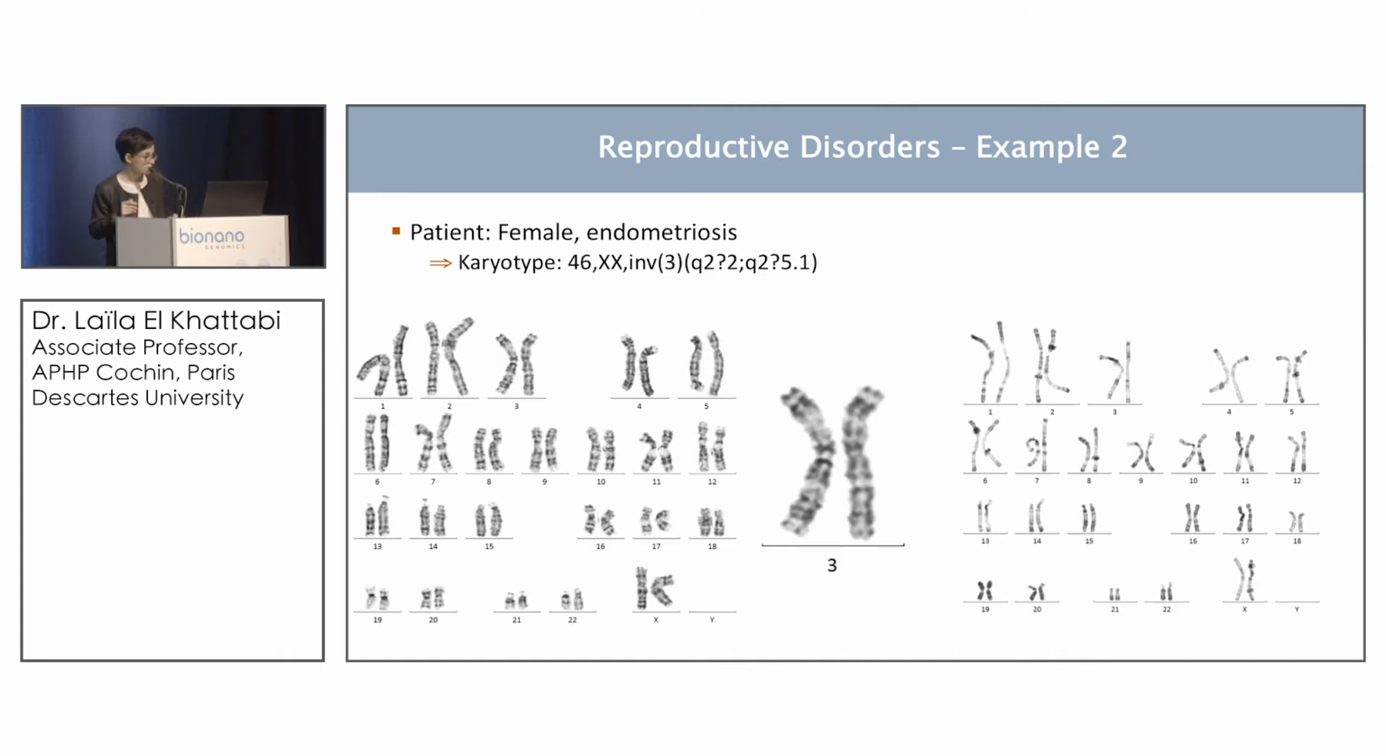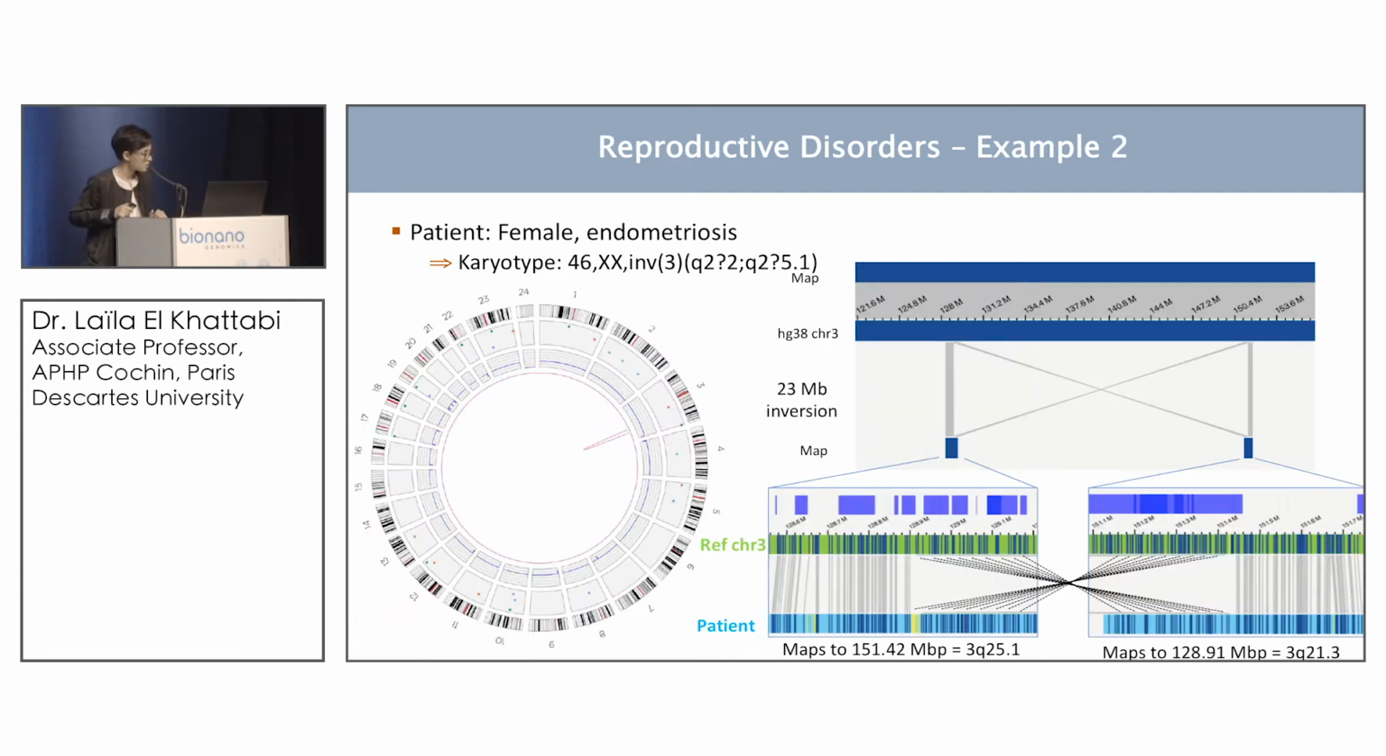Second case, a female with endometriosis. She got a karyotype and it shows an inversion. It's a pericentromeric inversion of chromosome 3. The inverted one is right here. It's quite a big inversion, so it was visible on the karyotype. And these are our results with Bionano.